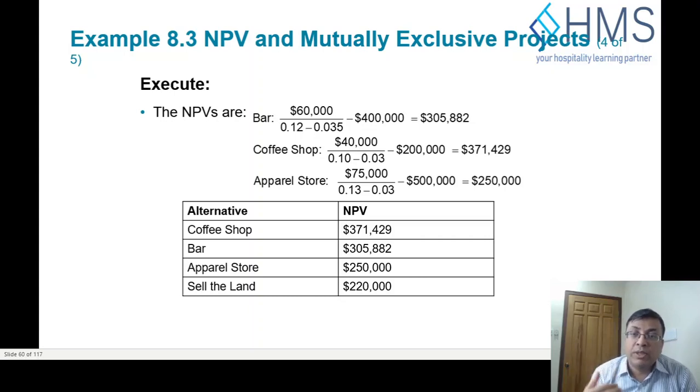Then you will go to the second option. The coffee shop here is giving you the highest NPV because it has a lower initial investment and the cash flow is decent. Plus the cost of capital and the risk in the coffee shop is lower compared to the bar and apparel store, understandably. So this is how you choose between mutually exclusive projects which are not related to each other, but they are competing for the same amount of money.